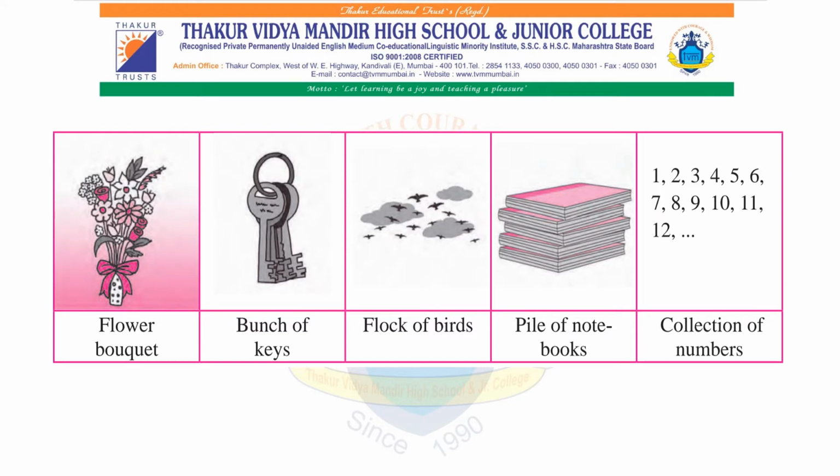Some pictures are given here. It contains a group of things you know: bouquet of flowers, bunch of keys, flock of birds, pile of notebooks, collection of numbers. We use special words for each of the collections given above. In all the examples, we can clearly list the objects of that collection. We call the collection of such objects a set.